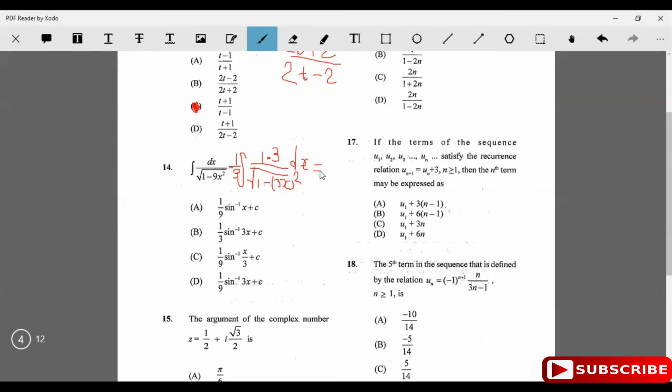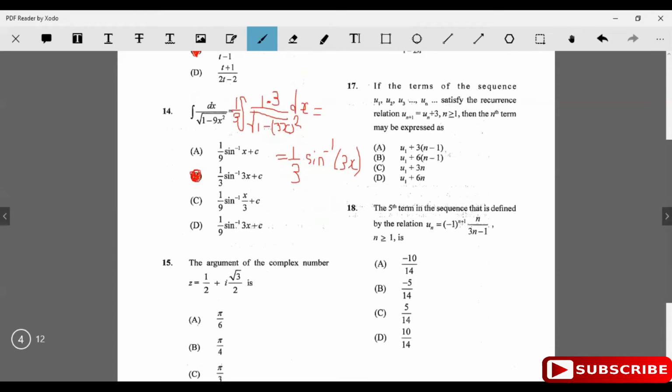You can preserve the function or the integration. And so now what we end up getting is 1 over 3 times sine inverse of 3x. And so indeed the answer is bat.